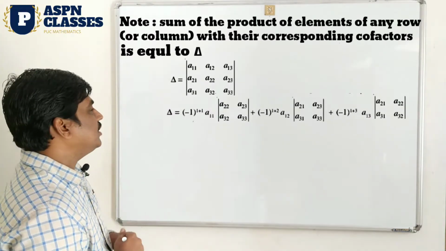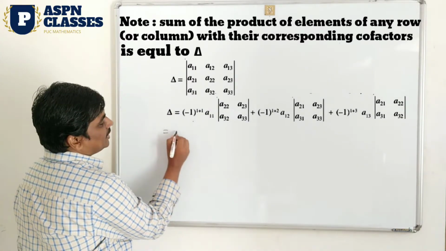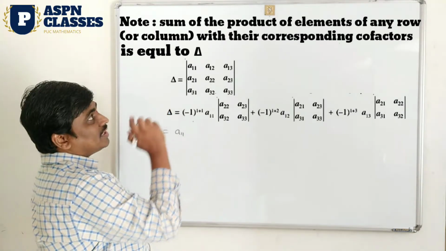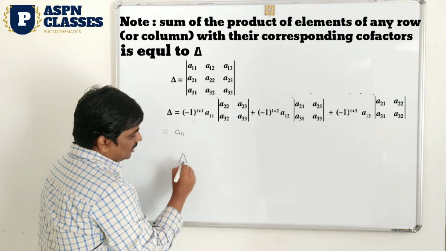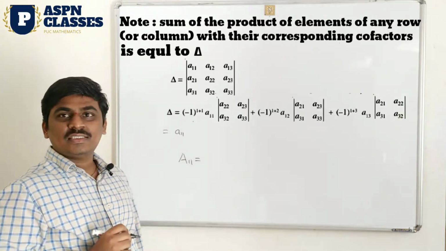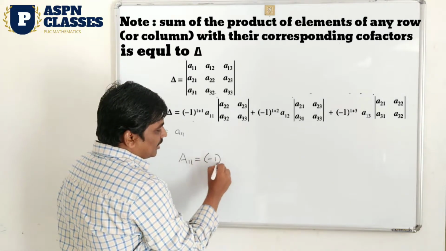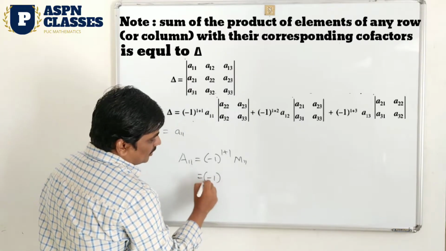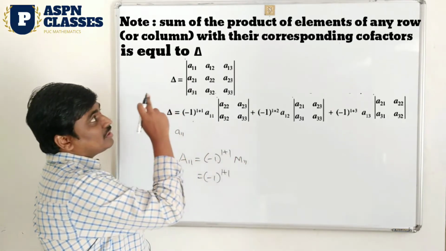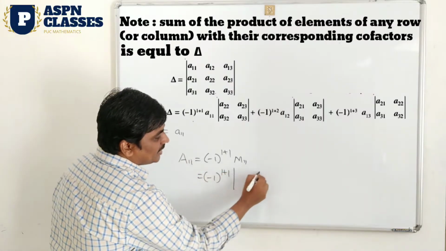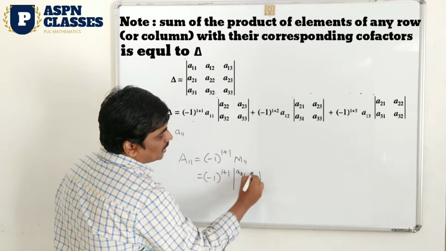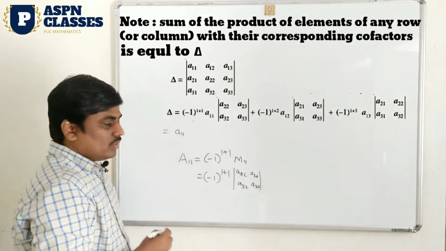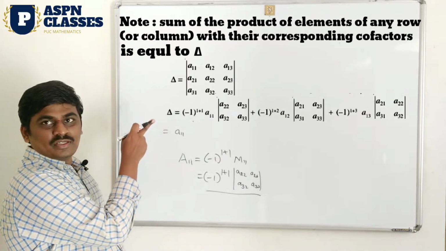So in this case, observe it here. First, I am going to write the A11 element as it is. Then observe the remaining elements in the given determinant. I am going to find the A11 cofactor. According to the formula, minus 1 raised to 1 plus 1 and then M11. M11 means the first row, first column cancelled. What is the remaining determinant? A22, A23, then A32, A33. This is the result.